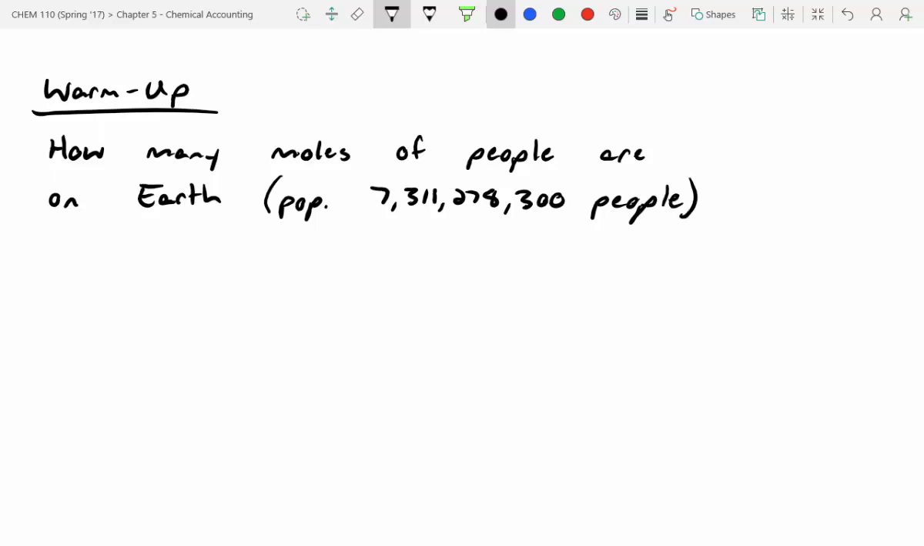So we need to try to figure out how to convert this number of people into moles. Like I said with unit conversions at the beginning of the term, always start with what you know. And so we know the population.